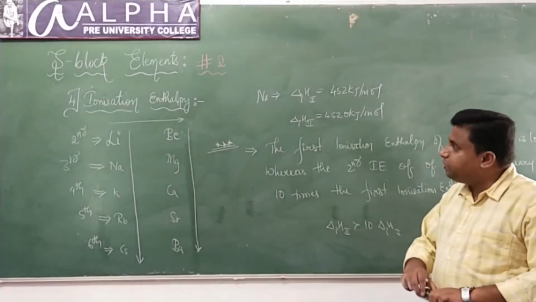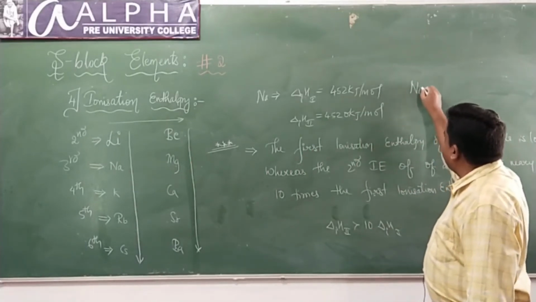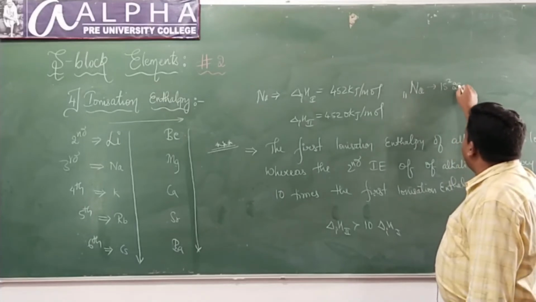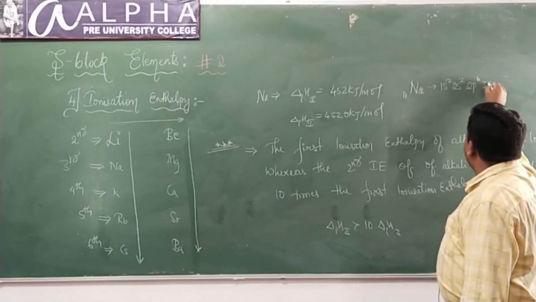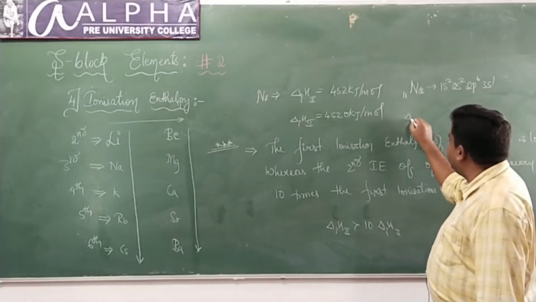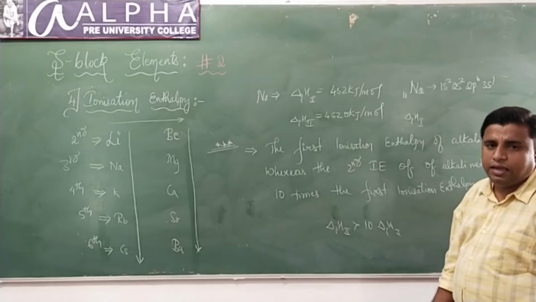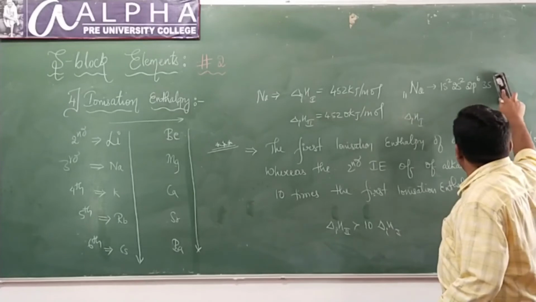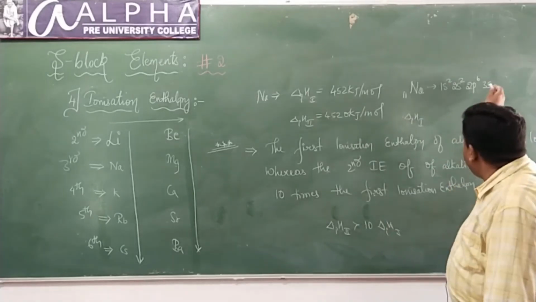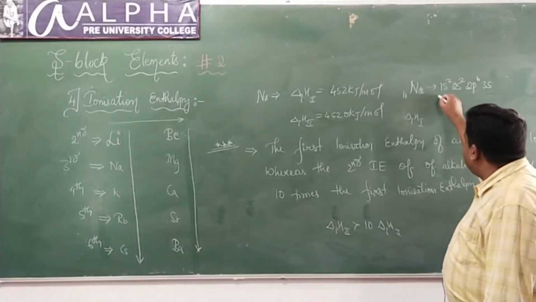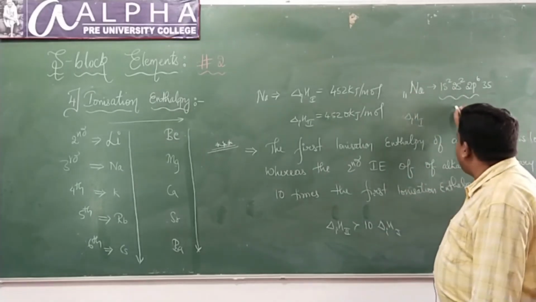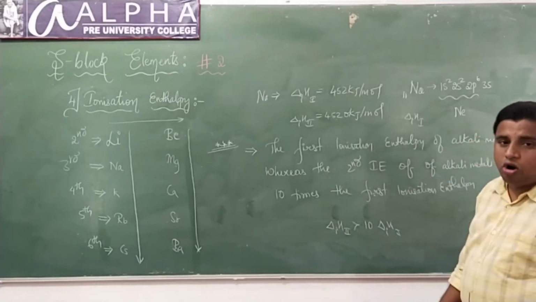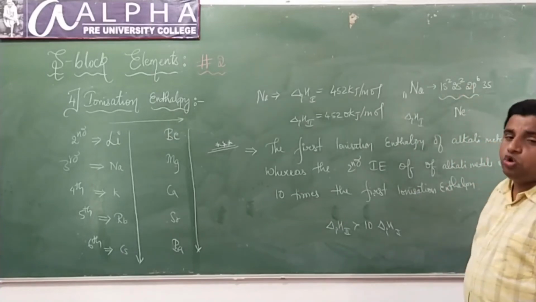Let us take up the electronic configuration of sodium. What is it? The atomic number is 11, so the configuration is 1s2, 2s2, 2p6, 3s1. For the first ionization enthalpy, I'm going to remove the outermost electron. Upon losing it, sodium is going to acquire the nearest noble gas configuration.